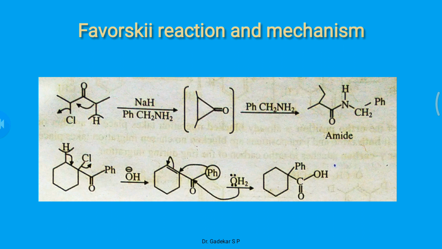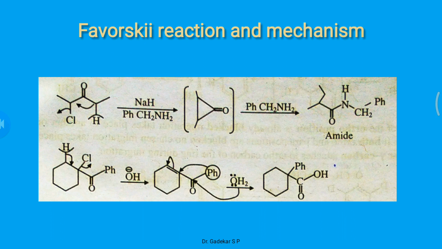Next, one more example of the Favorskii reaction and mechanism. Here, the proton is abstracted by NaH, sodium hydride. Then it forms a three-membered cyclic ring. This is an example of a stereoisomeric substrate. With a stereoisomeric substrate, the reaction is stereospecific.